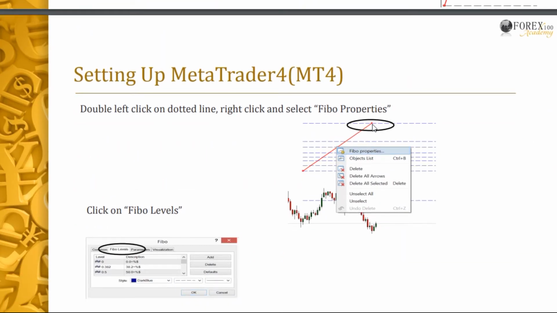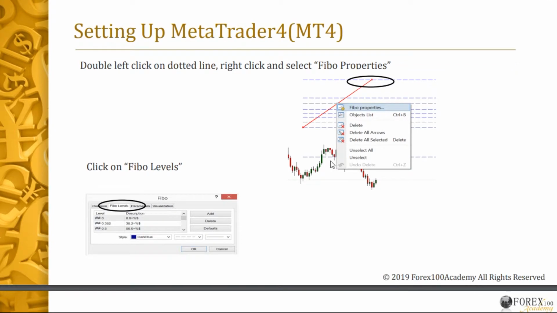Just make sure that you see this little square over here. Right click it if it's selected. If not, you just double click it to show the square. And after you right click, just select the Fibo properties, and under the Fibo levels, you should be able to see the default setting of 0, and the description should be 0 as well.